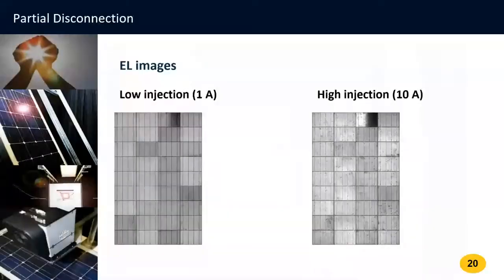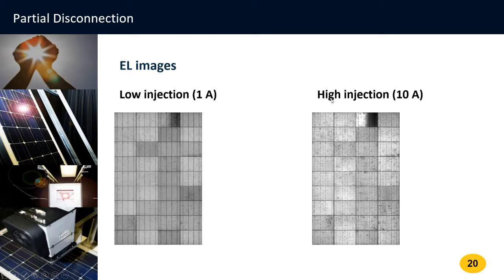Okay, moving on to a module with partial disconnection, particularly disconnected busbars, or 2 busbars. And so what you can see in the low injection EL image is that there is in fact a contrast difference between the left-hand side and the right-hand side, i.e. what's connected and disconnected.